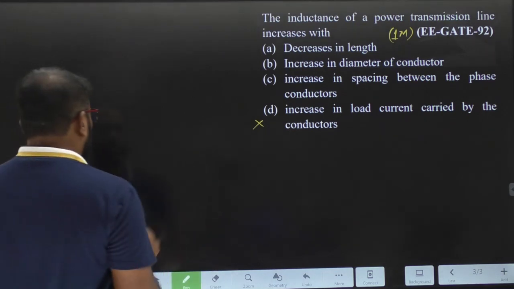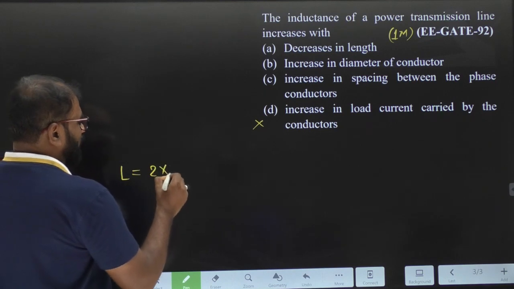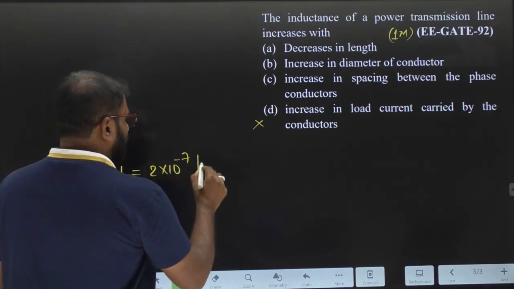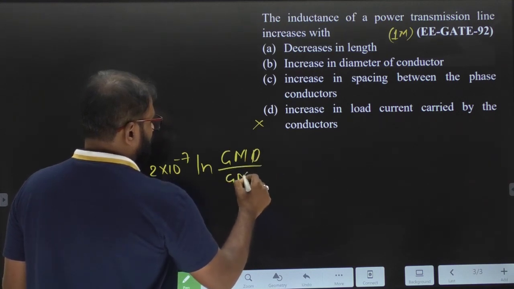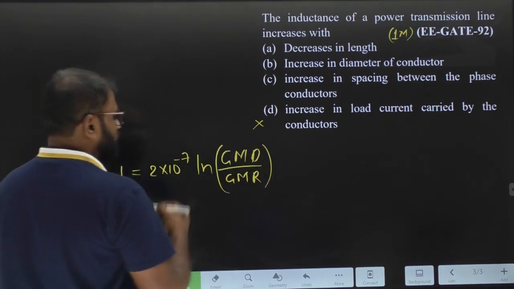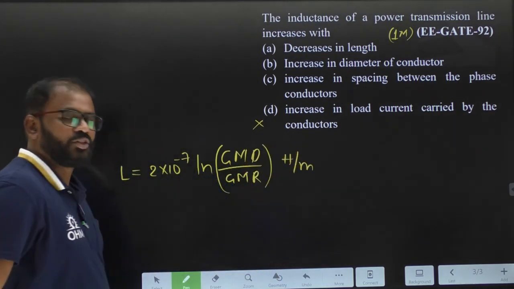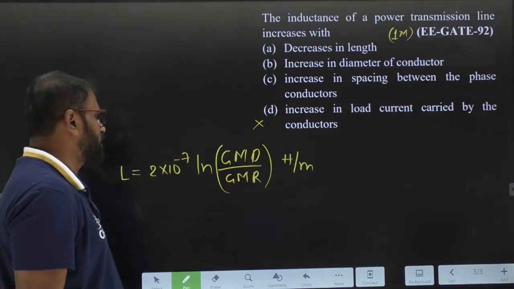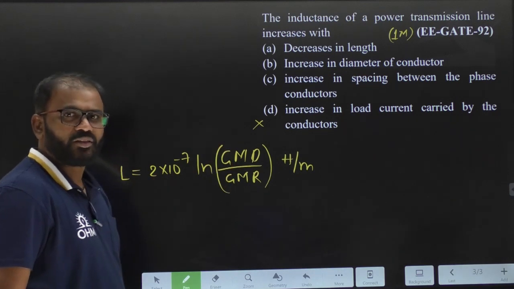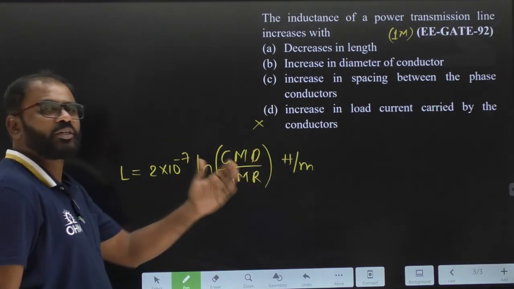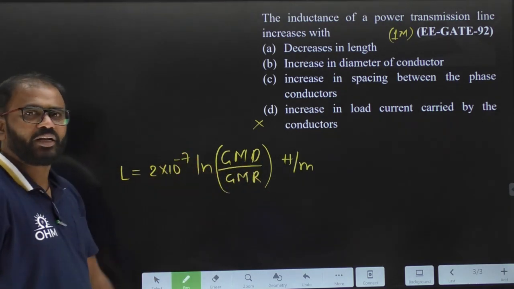But let's see what the inductance formula is. The formula for inductance is 2 into 10 power minus 7 ln GMD by GMR. Now if you see, this formula is written per meter length. Which means if the length of the line increases, the inductance will definitely increase. This formula is valid for 1 meter length. If it is 2 meter length, this formula must be multiplied with 2. Suppose the length of the line is 3 meters, this formula is multiplied with 3.